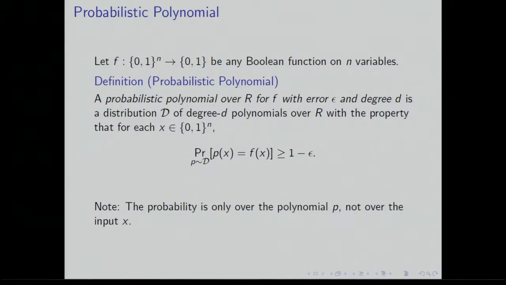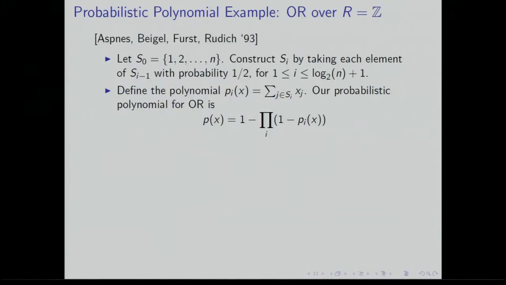So let me give you an example of one of these. I'm going to tell you about a probabilistic polynomial for OR over the integers, which is by these guys from 1993, like 20 years ago. Typically how you construct one of these probabilistic polynomials is you define some randomized algorithm which produces a polynomial at the end. And then the distribution of what this algorithm might give you defines your distribution over polynomials.